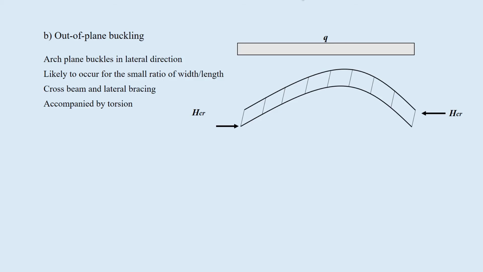B. Out-of-plane buckling. When the arch rib is subjected to the distributed vertical load Q, the arch plane buckles in the lateral direction like this. This is likely to occur for small ratio of width over length. The crossbeam and lateral bracing to connect the two arch ribs are effective way to prevent this. This buckling is usually accompanied by torsion.